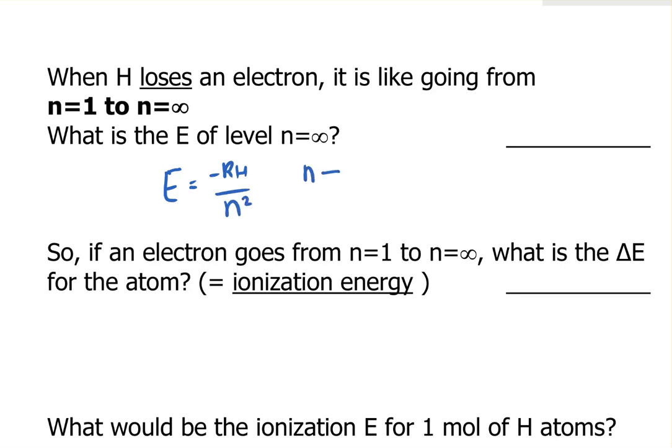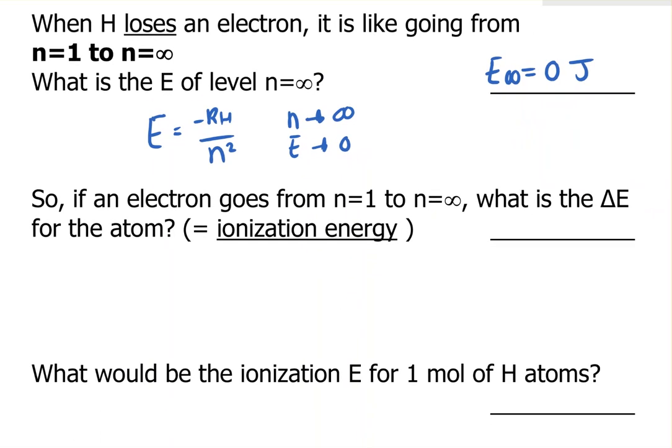As n approaches infinity, the denominator gets larger and larger, so the energy would approach zero. So that's how we say the energy of the electron is zero for an electron that has left. That makes sense because there's no potential energy relevant to the attraction between the nucleus and the electron if the electron has totally left.